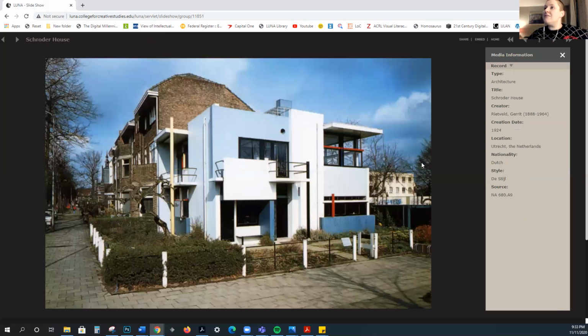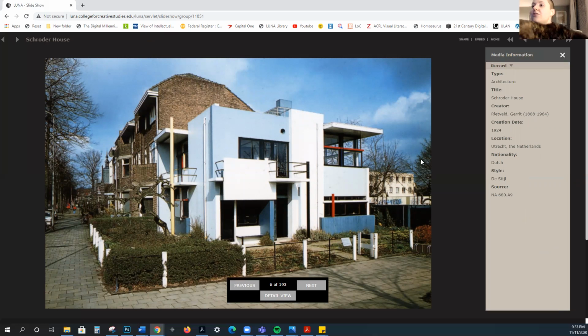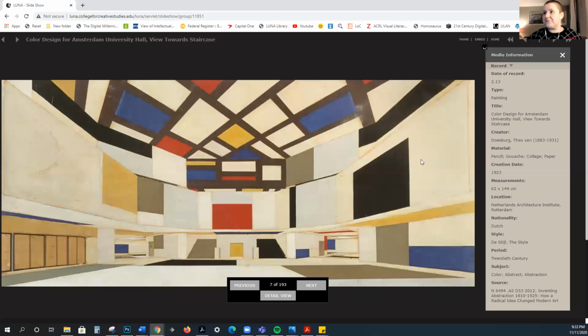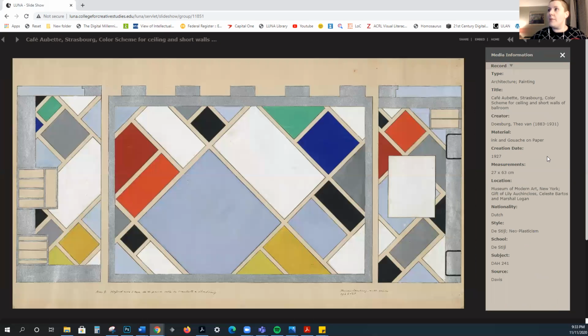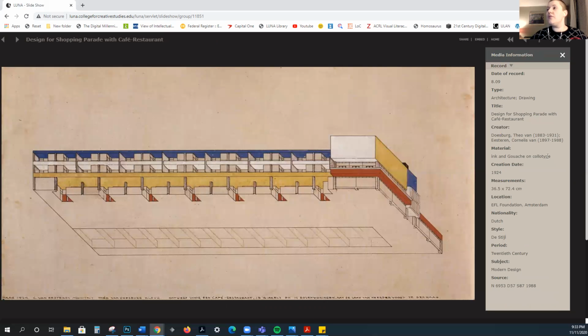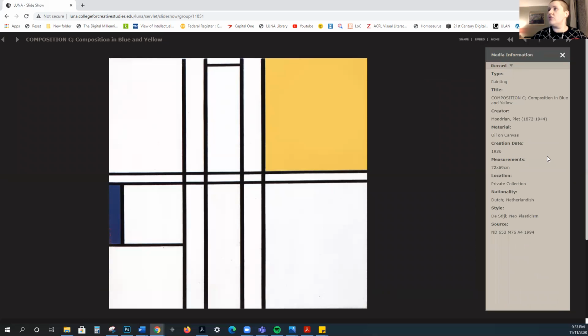And this extends into more decorative elements. So this is the Schroeder House by Gerrit Rietveld from 1924, and this is in Utrecht in the Netherlands. This is a proposal for a hall. So this is not the actual hall, but simply the proposal by Theo van Doesburg. And again, you can see how it's these same colors repeated over and over in an attempt to find a universal language, a universal harmony that speaks to everyone. So you can see how it applies to interior design, architecture, painting.